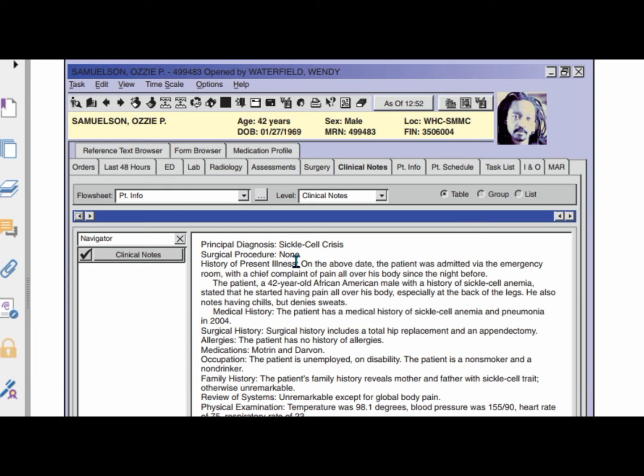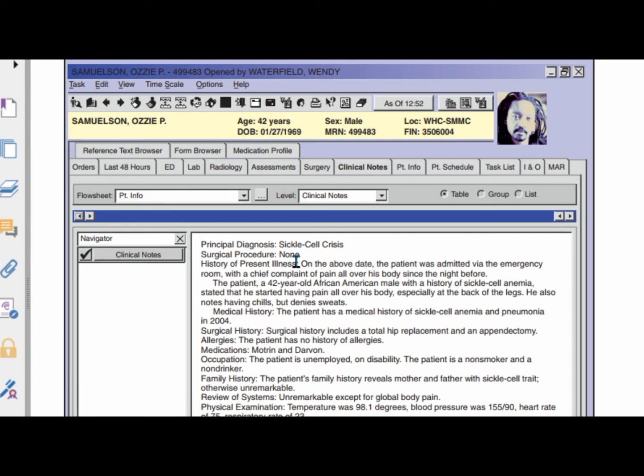Allergies: the patient has no allergy. Medications: Motrin and Darvon. Occupation, the patient is unemployed or on disability. The patient is a non-smoker and non-drinker. Family history, mother and father reveal sickle cell trait. Ay dili remarkable. So, yung father o mother na ay carrier sila kay sickle cell trait lang. Dili man sila nag-manifest sa sickle cell.